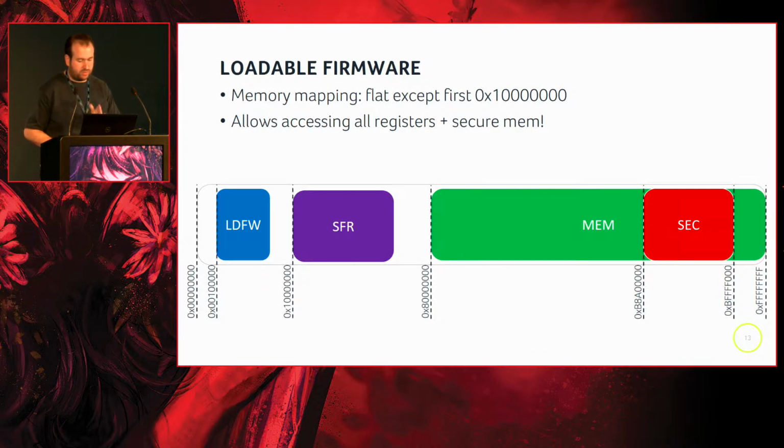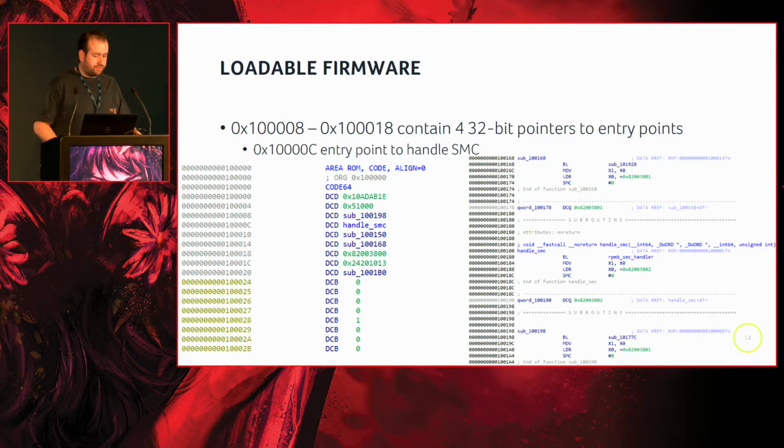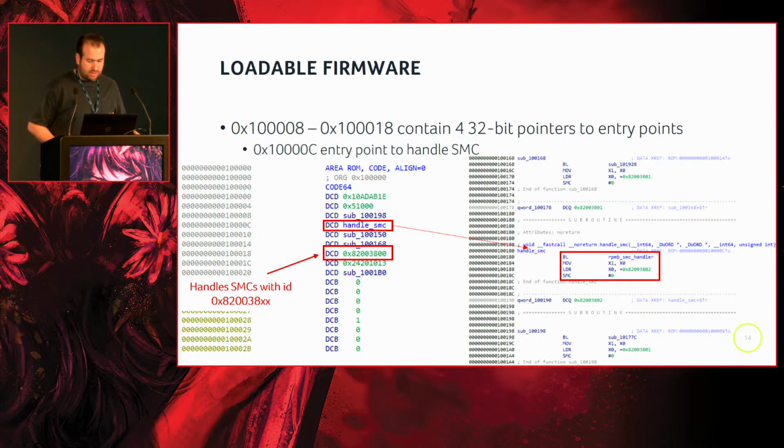This is DRAM which is reserved only for the TE, and it also contains another copy, a sort of alias, of the loadable firmware as viewed in the physical memory. Now if we go even more into detail, on the left there is a header of the loadable firmware, and at offset C there is a pointer to the function that is used to handle SMCs. So whenever BL31 receives an SMC that matches the ID stored here for this loadable firmware, BL31 will read the address at offset C and then call this function to process the SMC.